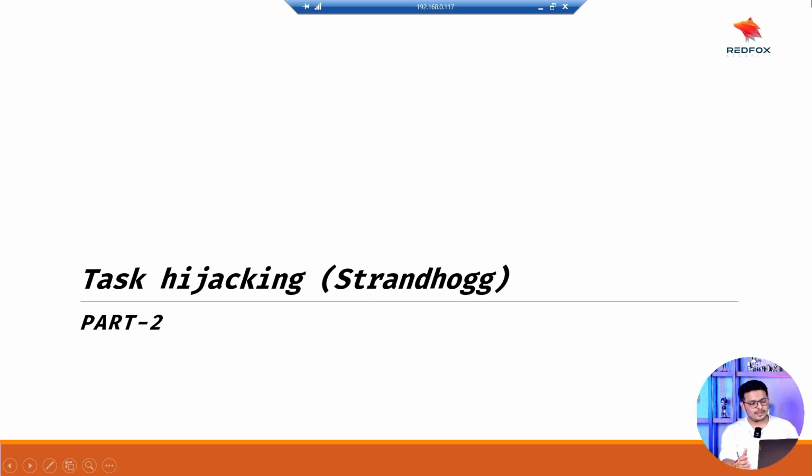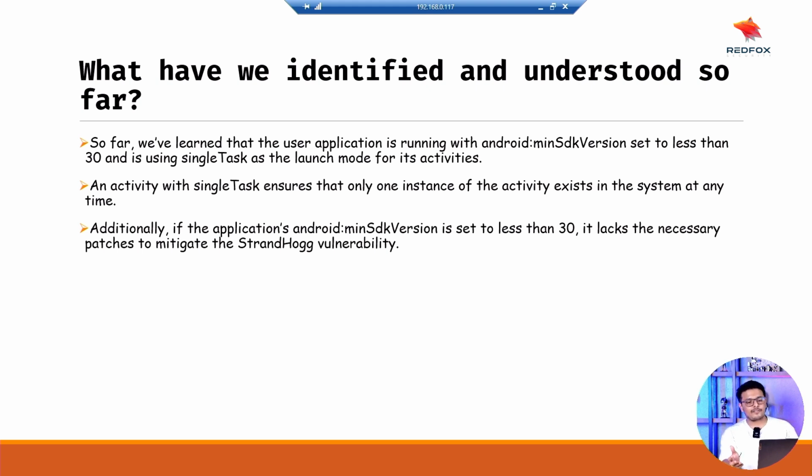So task hijacking, or you can say StrandHogg vulnerability part 2. What we have identified and understood so far is that the user application is running with Android minimum SDK version less than 30, and it is also using single task launch mode for these activities. An activity with single task ensures that only one instance of the activity exists in the system at any time.